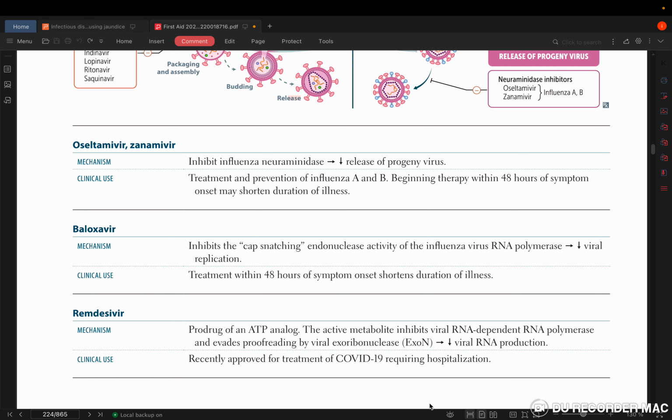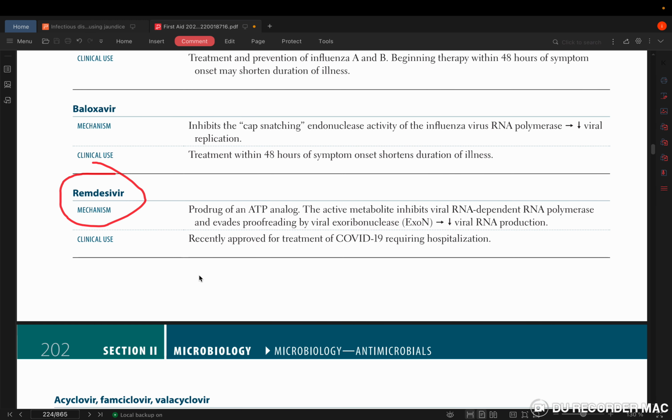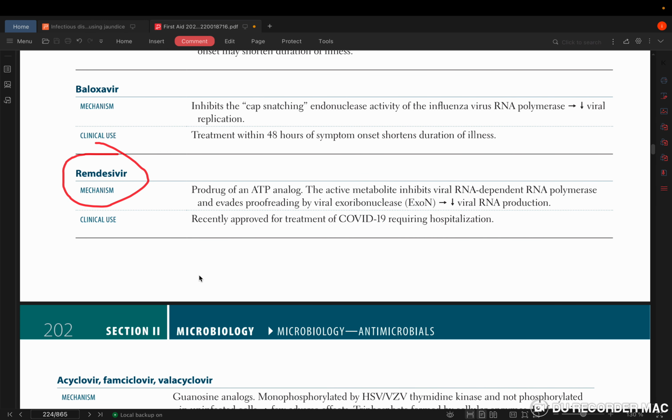Okay, remdesivir. If we speak about this drug, every one of you knows it. Back in the time, if you ask a medical student about this, he will be like, what? But now everybody knows it. Why is this drug super, super famous? Yep, Covid, our dear Covid.